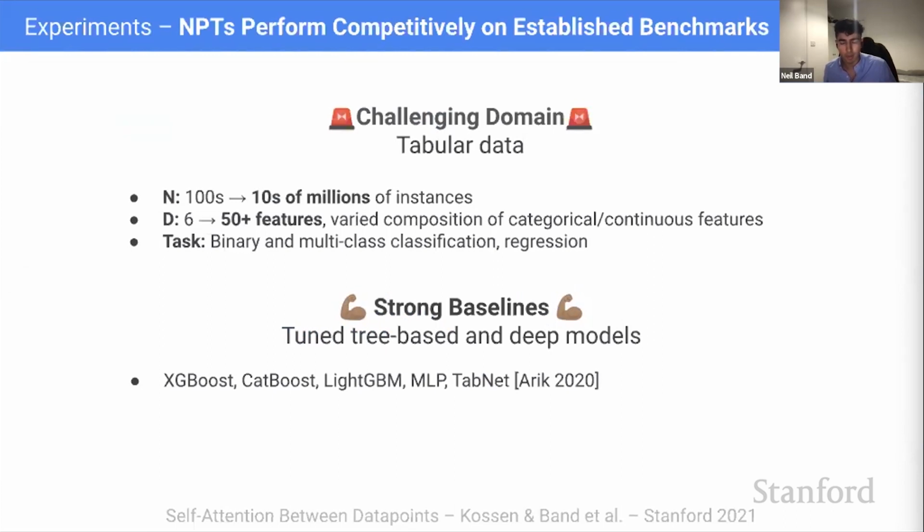So we chose a broad selection of data sets varying across a few different dimensions. As we mentioned, on the order of hundreds to tens of millions of instances. Broad range in the number of features, in the composition of features in terms of being categorical or continuous, various types of tasks, binary or multi-class classification, as well as regression. And like I said, the baselines were kind of the usual suspects for tabular data: XGBoost, CatBoost, LightGBM, tuned MLPs, and TabNet, which is a transformer architecture for tabular data.